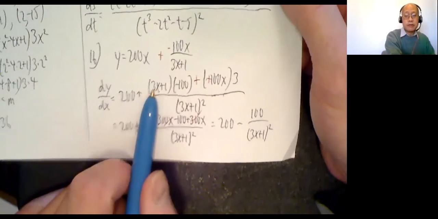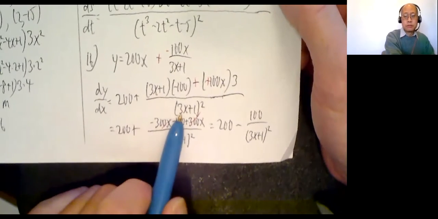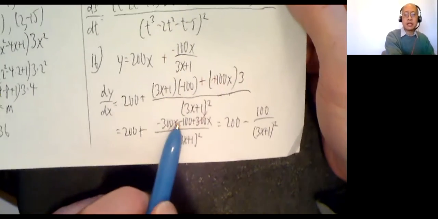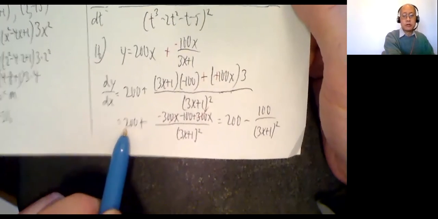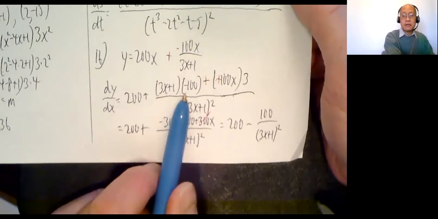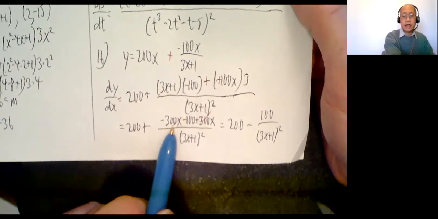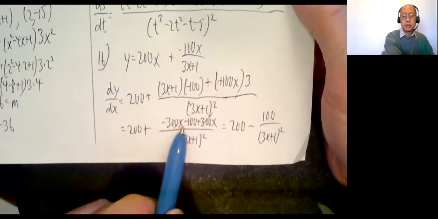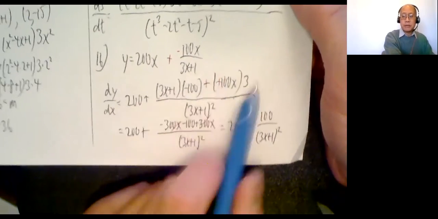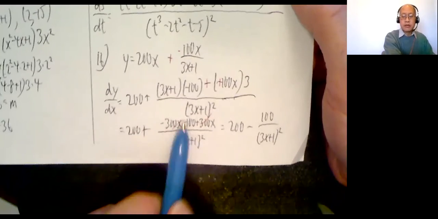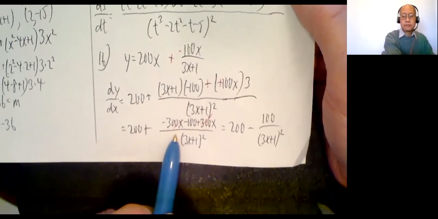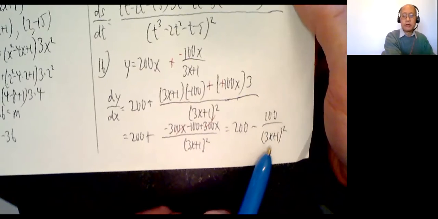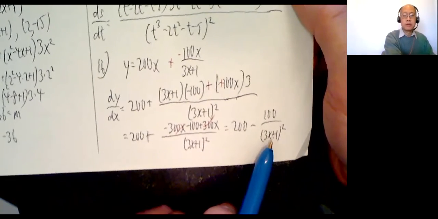Can I cancel 3x plus 1s? No. You can't distribute, and you notice a lot of cancellation. Okay, so leave alone the 200. So 3x times negative 100 is negative 300x. And 1 times negative 100 is negative 100. And this is all plus now, so plus 300x, and 300x cancels out. So final answer, 200 minus 100 over 3x plus 1 quantity squared. That's final answer.